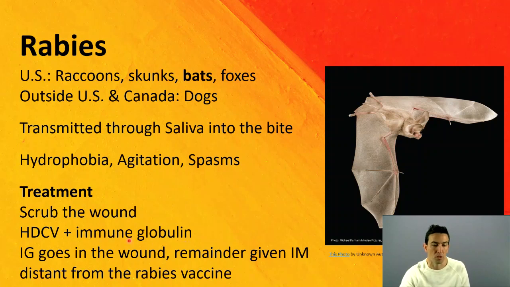And then the immunoglobulin goes right into the wound. So if it's in the hand, it's going in the hand. And if you can't fit it all there, then the rest of it goes intramuscular, away from the vaccine. That's probably a little bit too much detail, but just kind of complete the rabies as far as that treatment goes. That's how it's performed.